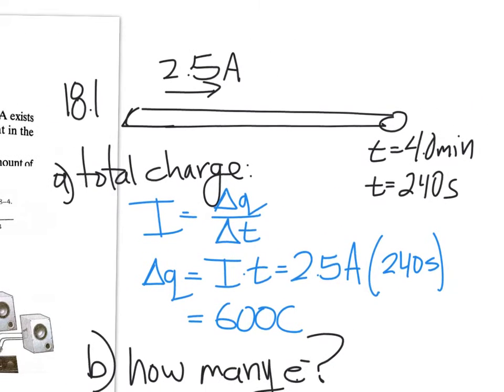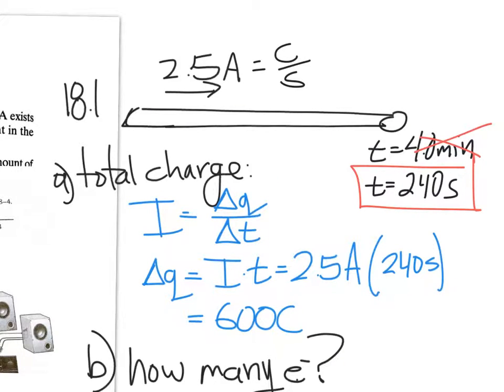So, diagram of a wire, we have 2.5 amps. So again, 2.5 amps, that would be coulombs per second. And the current flows for 4 minutes, which we know is 240 seconds. We're used to using seconds, of course. So, total charge, we have this formula, it's sort of the definition of current, and that's charge per time.